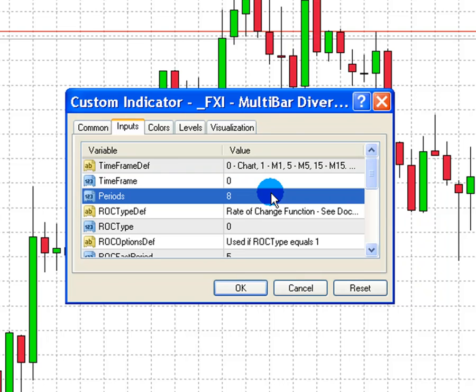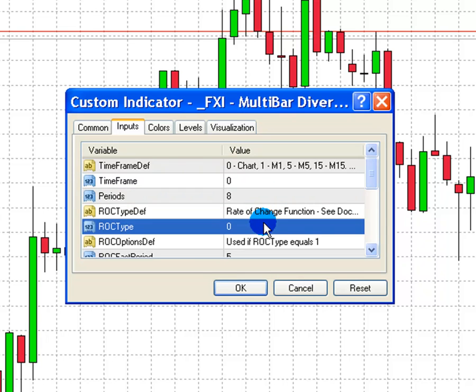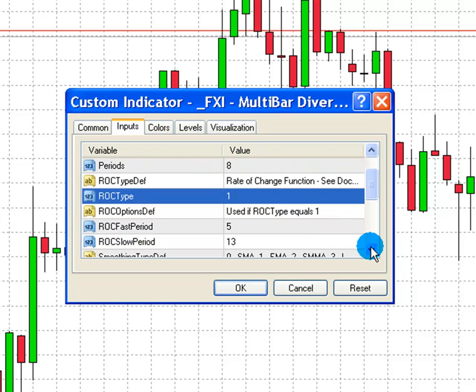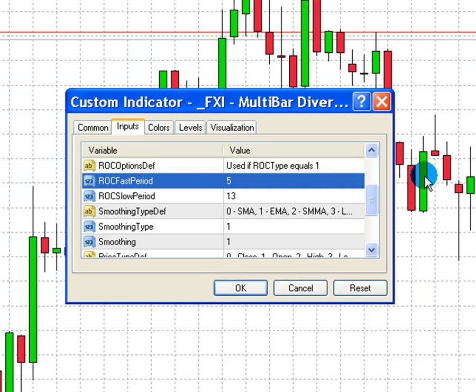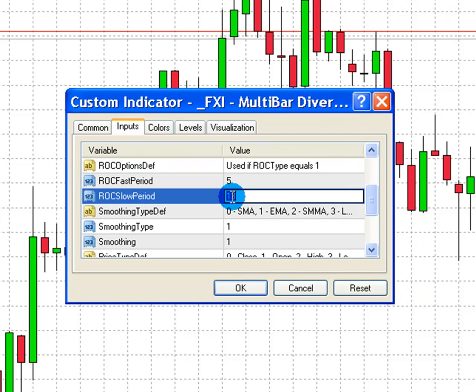We could also have multiple ways to look at that rate of change. If we have a rock type, or rate of change type, of 0, we will just use a standard 8 period back rate of change. Otherwise, if it equals 1, like I'm going to set here, we will use these two settings, which are the fast and slow periods. If we have a setting of 1, we are actually looking at the acceleration of change by looking at the rate of change over a fast period, 5 periods in this case, versus 13 periods, and then comparing the two to see if the shorter time frame is accelerating away from the longer time frame. I actually like a little bit more of a difference, so let's look at 5 and 21.